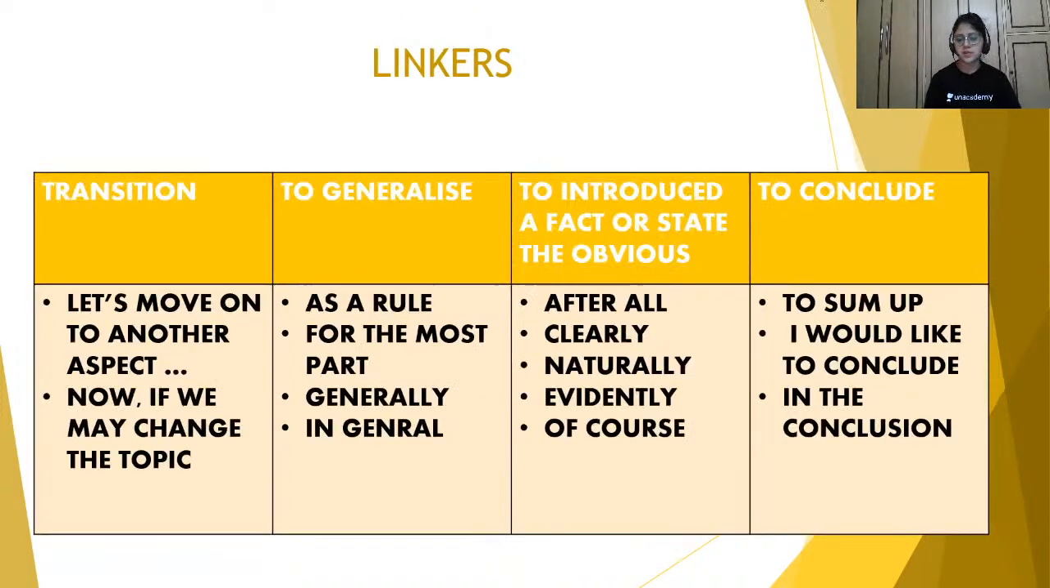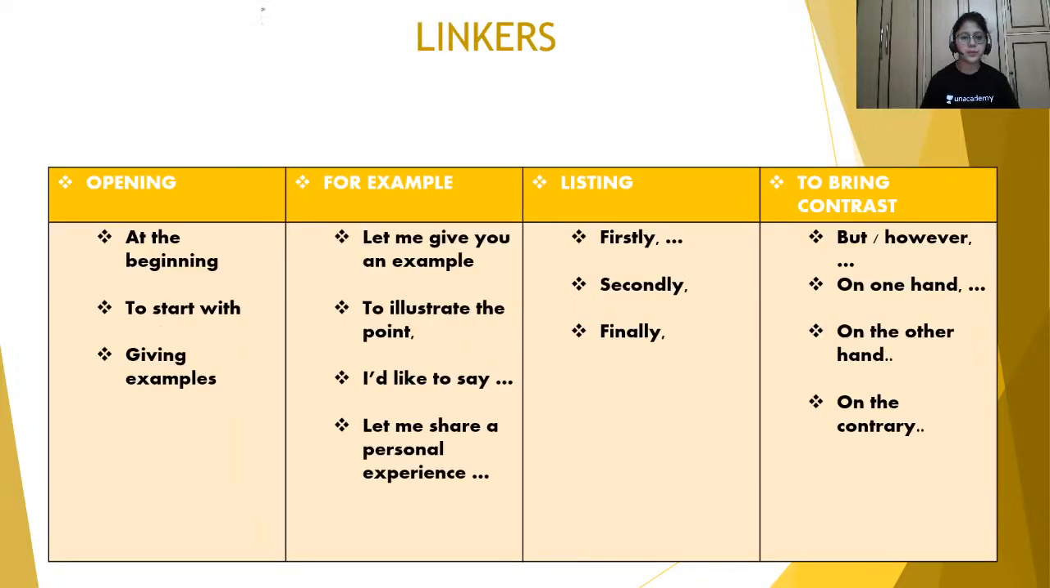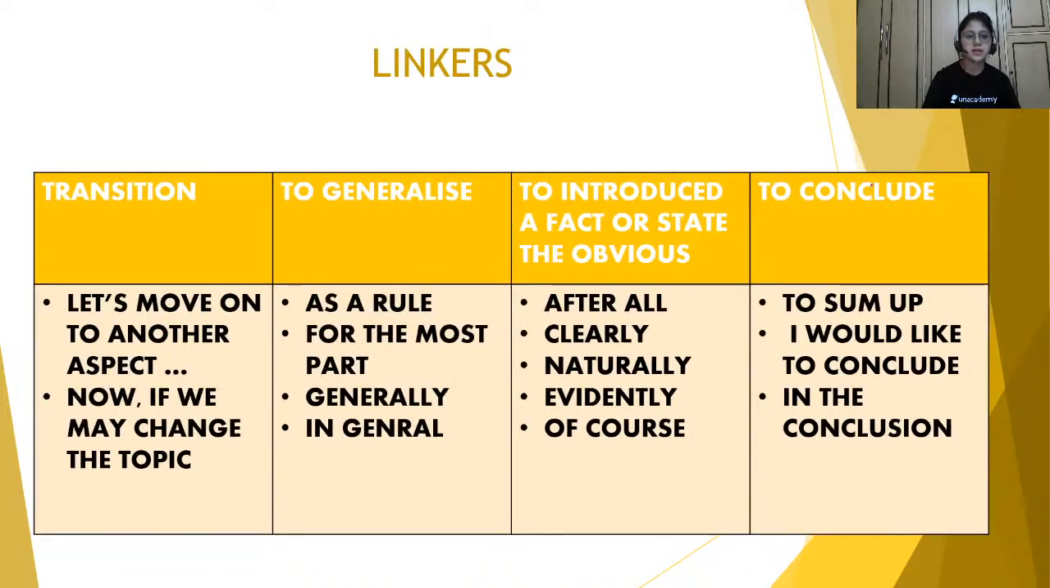Now, some more linkers. So here, opening, for example, listing, to bring contrast, transition, to generalize, to introduce a fact, or state the obvious, and to conclude. So you can see a lot of options in the conclusion, of course, generally, in general. So there is a word missing. Let's move on to another aspect. So you can look at the variety and accordingly choose.